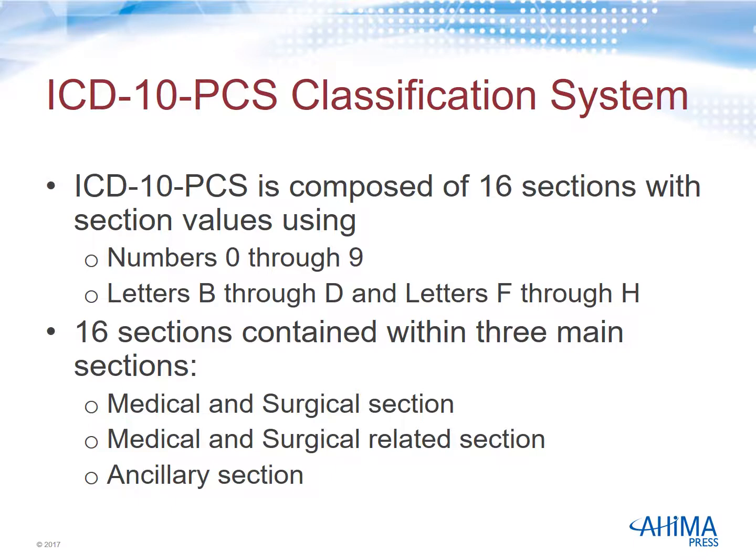So the ICD-10 PCS is composed of 16 sections with the section values using numbers 0 through 9, letters B through D, and letters F through H. The 16 sections contained within 3 main sections are the medical and surgical section, the medical and surgical related section, and the ancillary section.